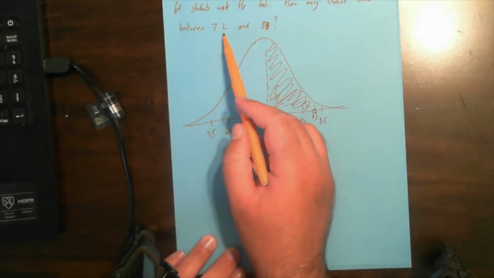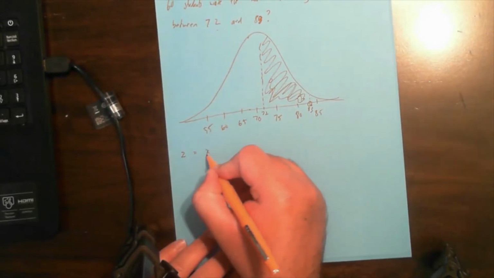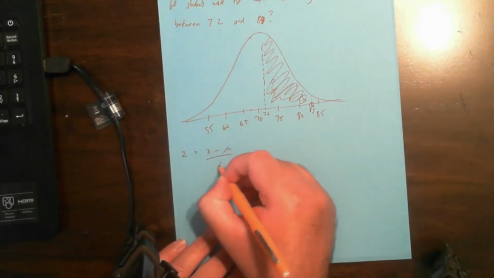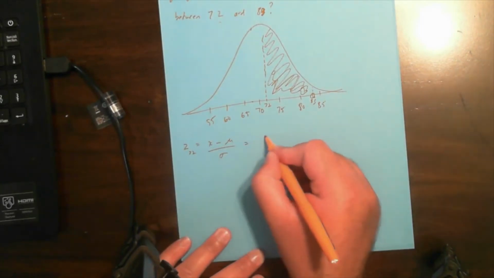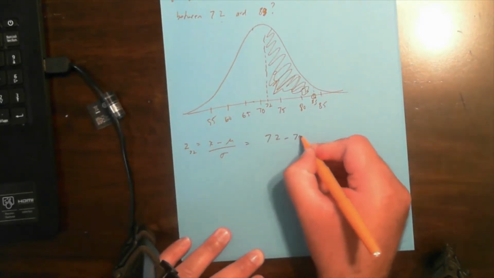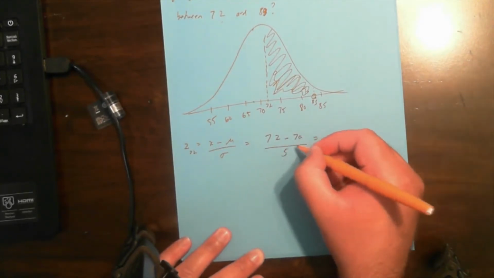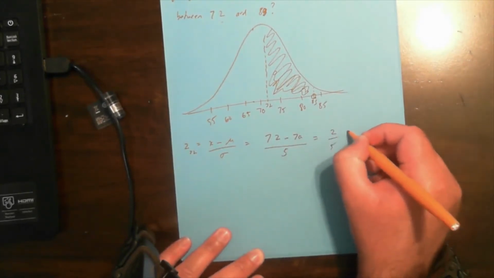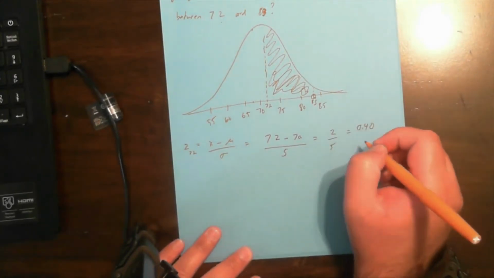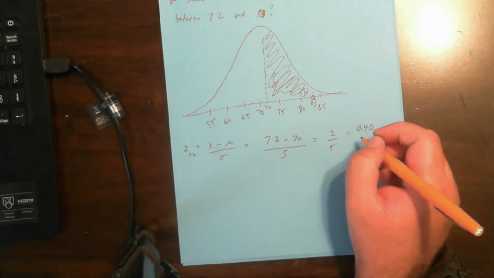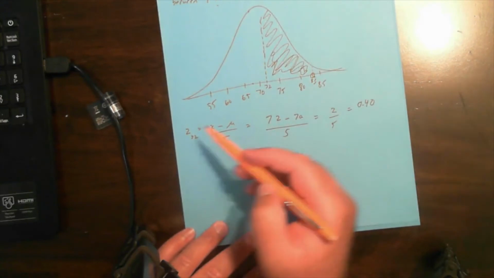So my first step would be to find the z-scores for 72 and 83. My z calculation is x minus mu over sigma. So let's first find the z-score for 72. That would be 72 minus 70 over 5. 72 minus 70 is 2 over 5. So 2 over 5 is 0.40. Write it as 2 decimal places because that's how many decimal places are in the z-score table.